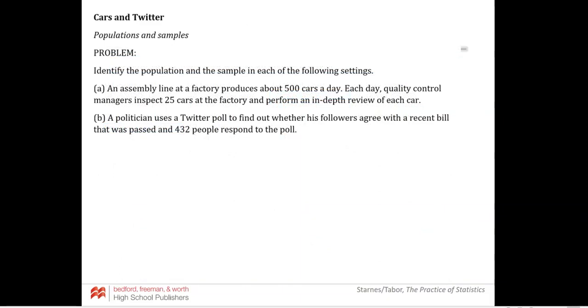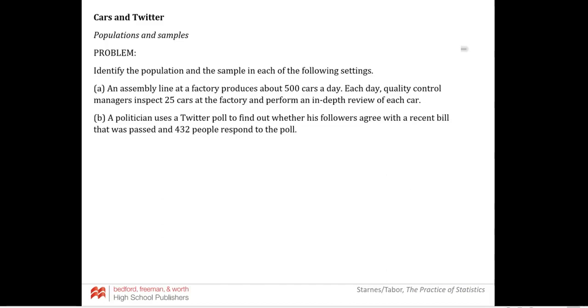Okay, let's just try a few problems. Make sure you got today's lesson. This will kind of tell you how you're doing. So identify the population and the sample. In the first one, part A, in an assembly line, a factory produces 500 cars a day. Each day, the quality control managers inspect 25 cars. So every day they take a sample, right, and perform an in-depth review of each car.